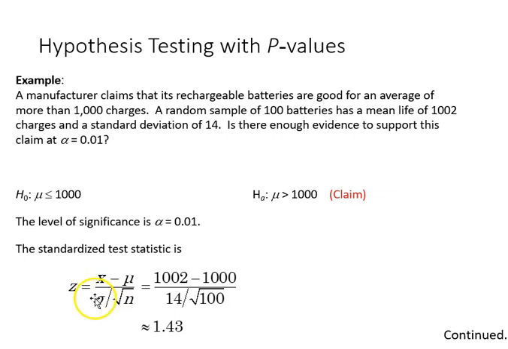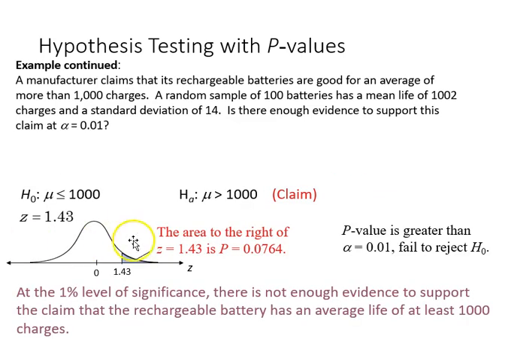We have our standard deviation, which is 14 from the population, and then our sample size of 100, and that comes out to 1.43. Next, we look up 1.43 in our table, determine the area to the left of that, and subtract that from 1. When we do that, we come to 0.0764.